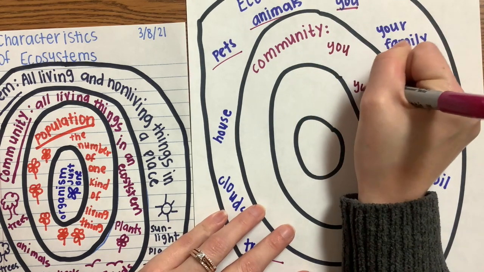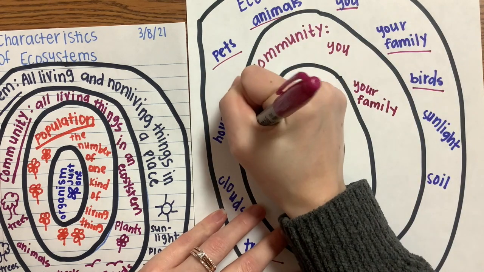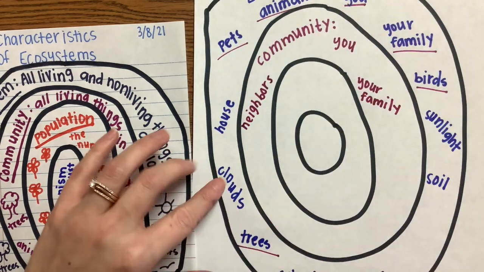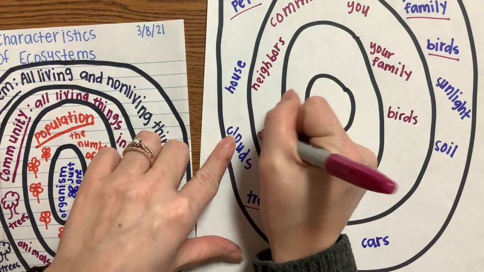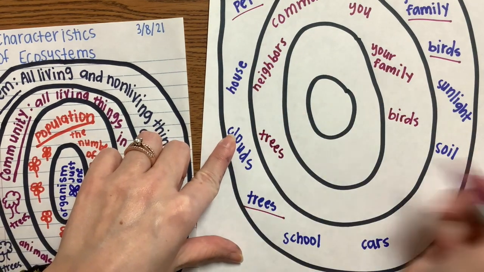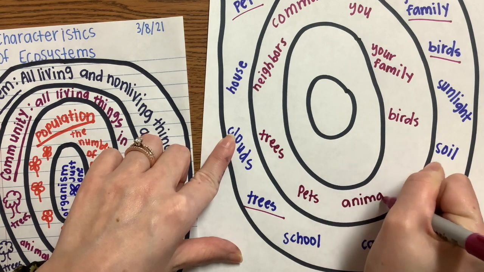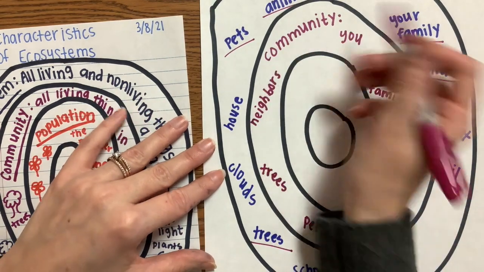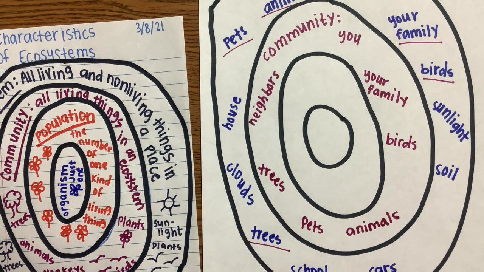You, your family, maybe even your neighbors. I can also move birds. These are living things. Trees, pets, and animals, maybe like squirrels, maybe mice. See all the living things. You, your family, birds, animals, pets, trees, neighbors. All the living things in your ecosystem.